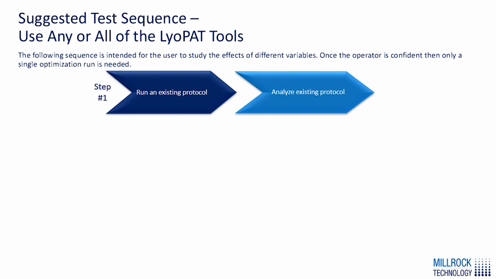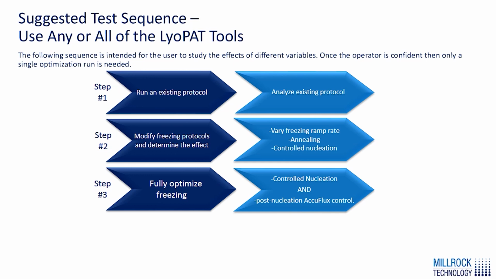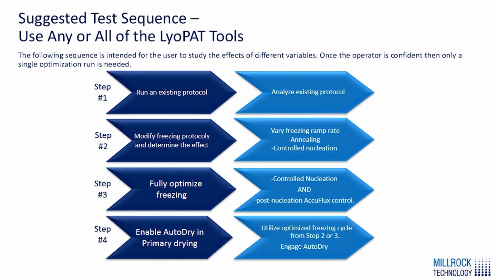So as a quick summary, the steps we took to optimize this protocol were to run an existing recipe-based cycle, then to begin to optimize the freezing phase by choosing to vary freezing rates, add an annealing step, or in our case, add controlled nucleation. And then we fully optimized freezing by using both controlled nucleation and post-nucleation AccuFlux heat flow control. The final step for creating a completely optimized cycle was to enable auto dry in primary drying, which then optimized the primary drying phase. We have both a fully optimized freezing and a fully optimized primary drying phase in this cycle.